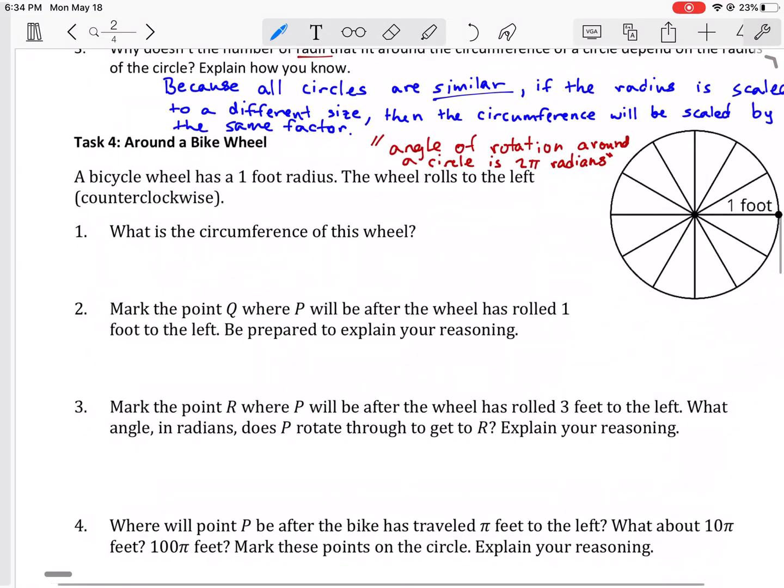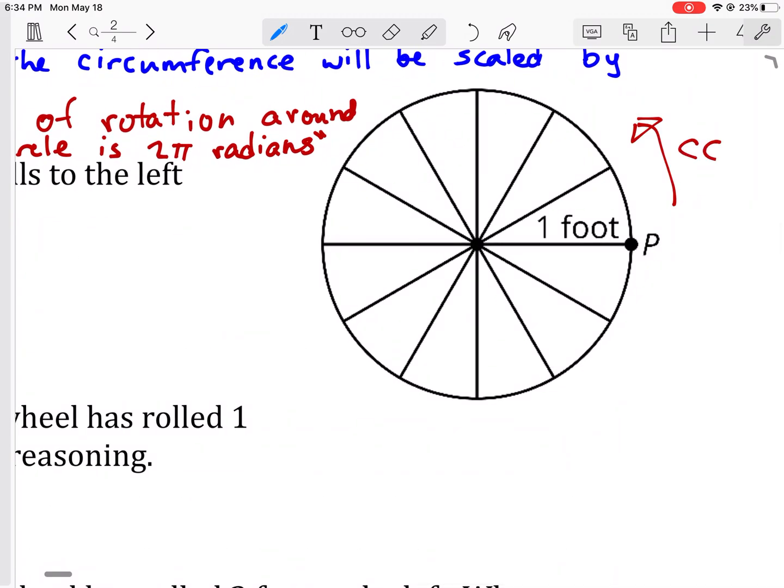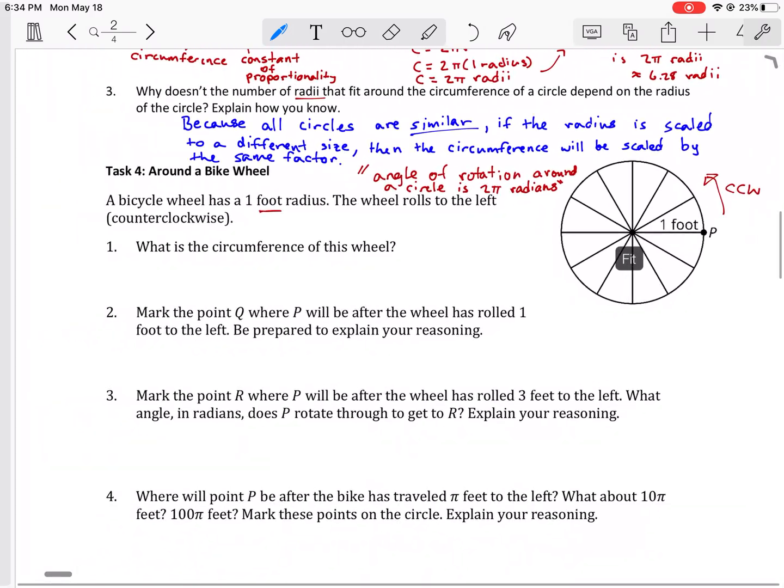Alright, so let's look at a little example here with a bike wheel. Let's say this bike wheel has a 1 foot radius. So we're actually giving a real unit of measure, 1 foot. The wheel rolls to the left, so it starts to go counterclockwise. This is counterclockwise, CCW. First of all, what is the circumference of the wheel? I encourage you to pause the video and try to answer that question.